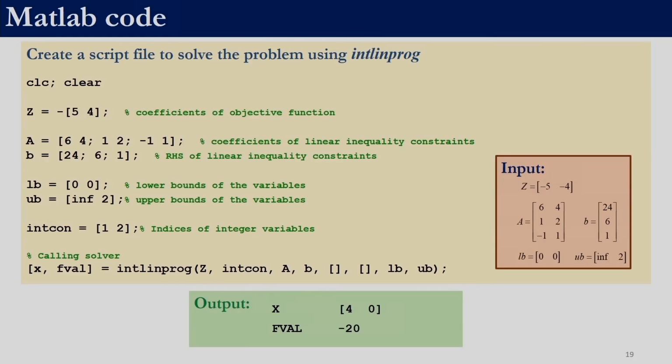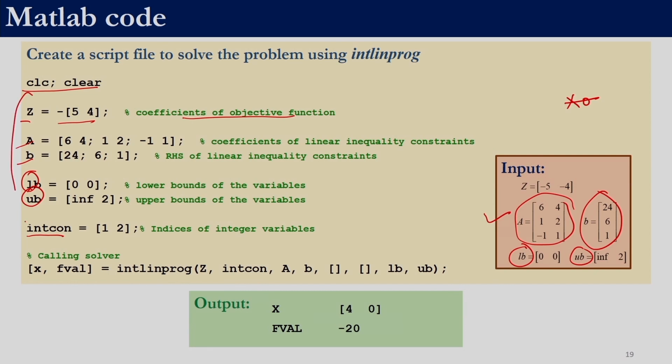So now let us look at the script file for this problem, right? This is the problem which we have. We do not have any equality constraint. We are not going to give any initial guess, right? So you know what clc and clear are, right? We define the variable z as minus of 5 and 4, right? This is the coefficient of the objective function, and then we use the variables A and b to define these values, and then we use the variables lb and ub to define the lower and upper bound which we have for this current problem.